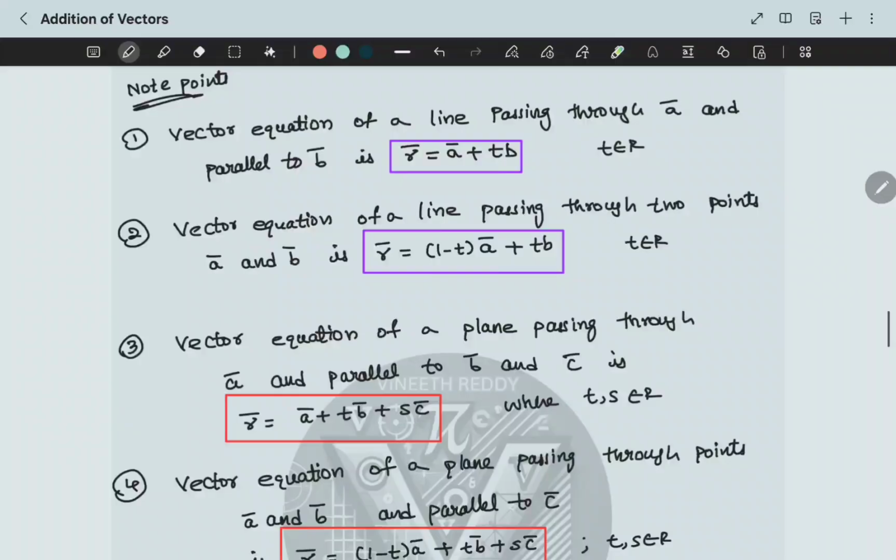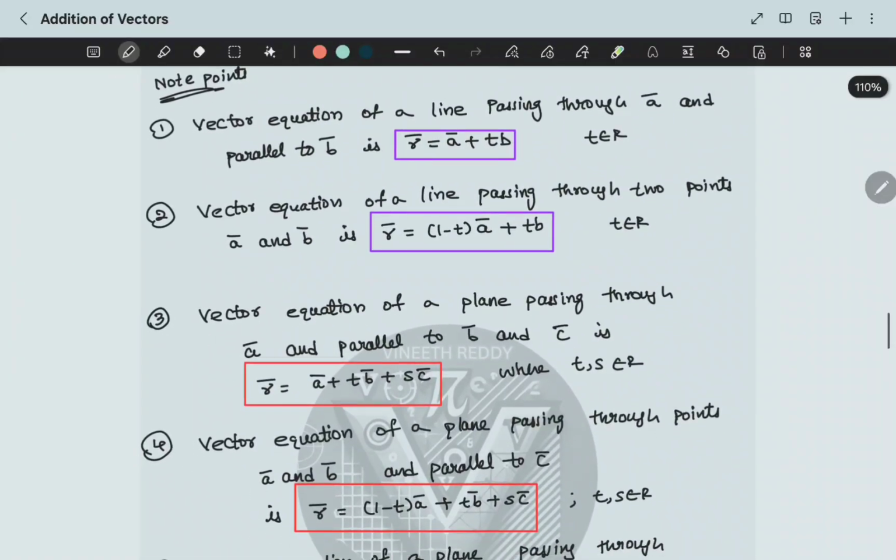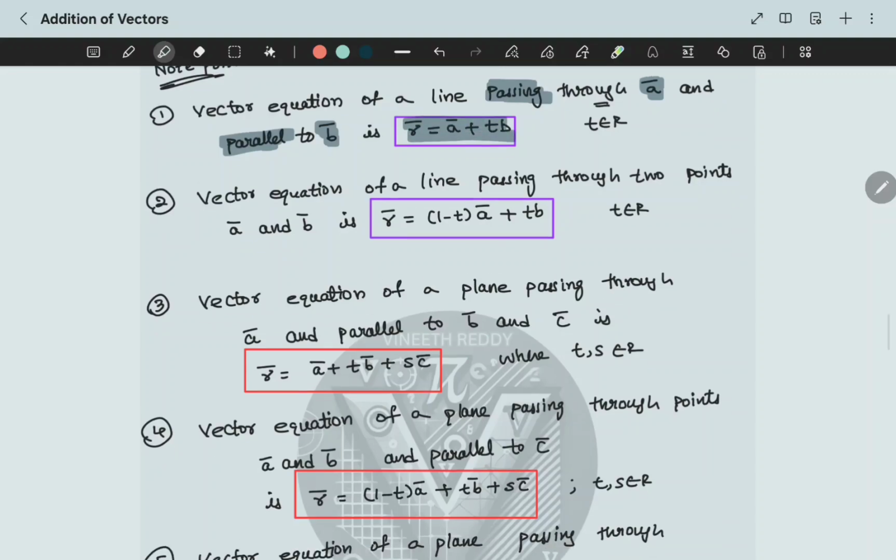So in this video, we will be covering some very important points, that is how to find the vector equation of a line passing through A and parallel to B, right? So first it is passing through A and parallel to B. For that, the equation is R bar is equal to A bar plus TB bar. I hope you understood this.